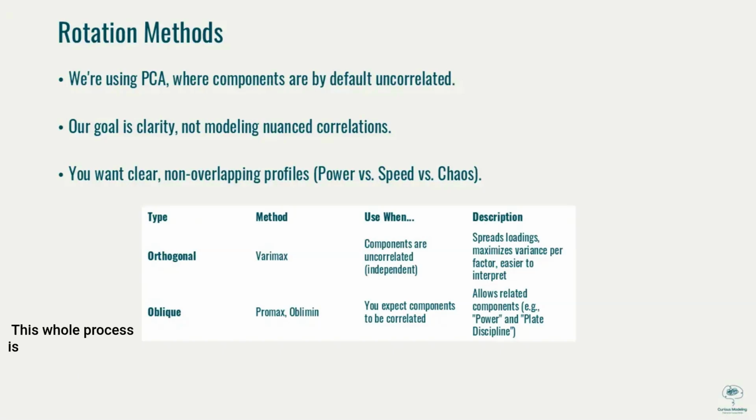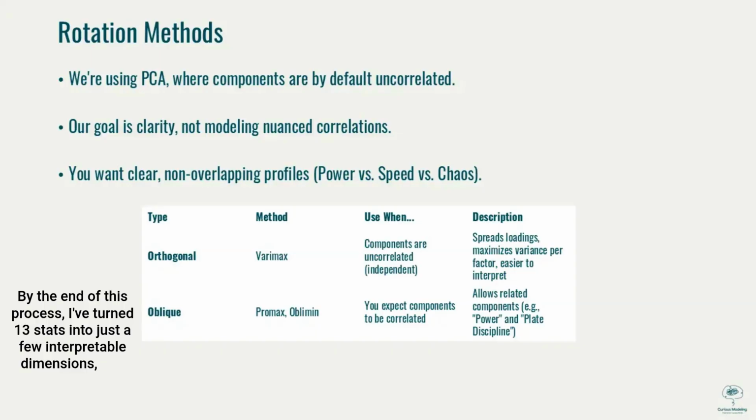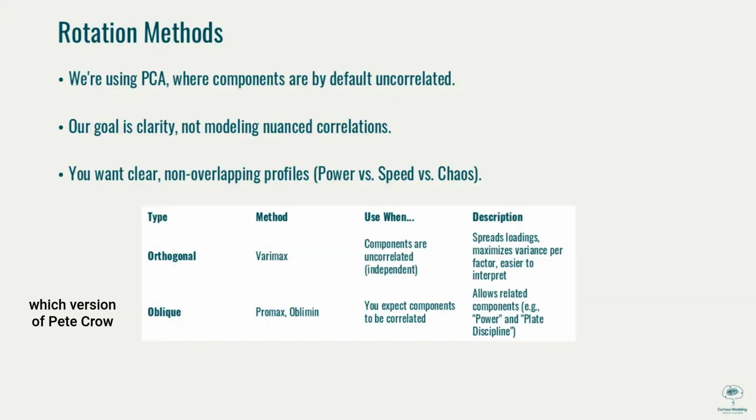This whole process is about exploration. I'm using PCA to reduce noise, surface structure, and find the real story behind the stats. By the end of this process, I've turned 13 stats into just a few interpretable dimensions, and now I can track which version of Pete Crow-Armstrong showed up to play in any given game.